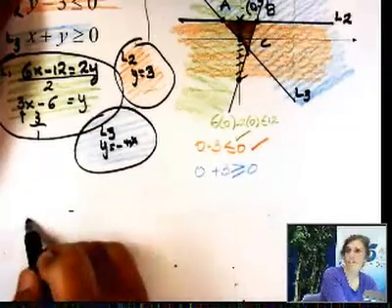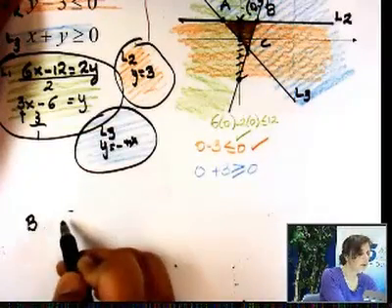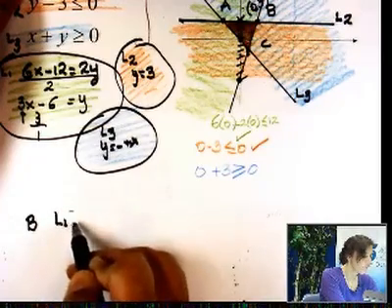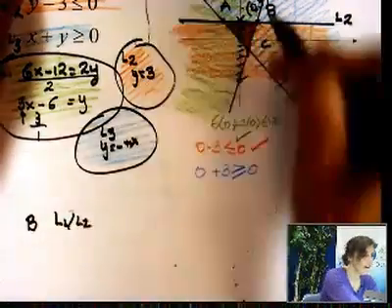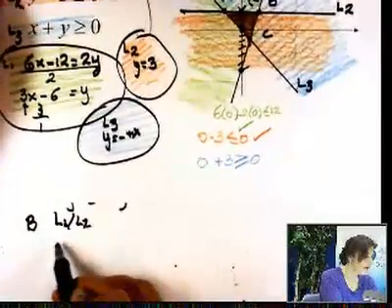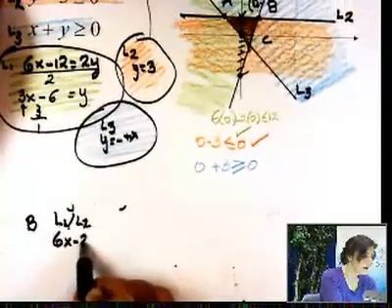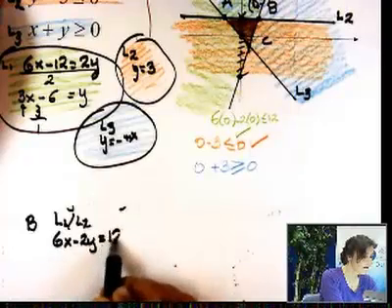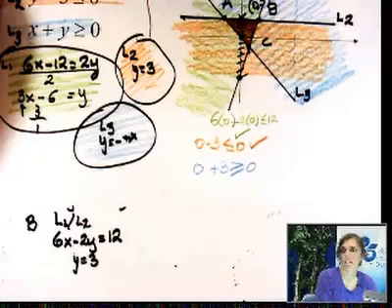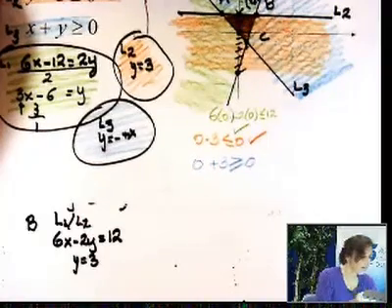For B, I'll look at where they overlap, which lines. That one is the intersection of L1 and L2. Do you see that? L1 and L2. Let's write those equations. L1 is 6x minus 2y equals 12. And L2 is y equals 3. All right, can I solve that one?